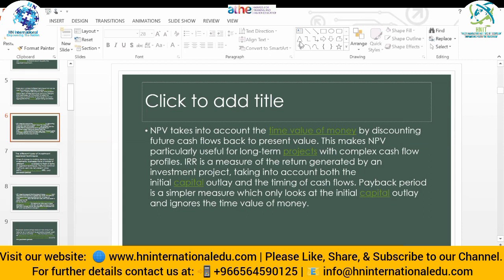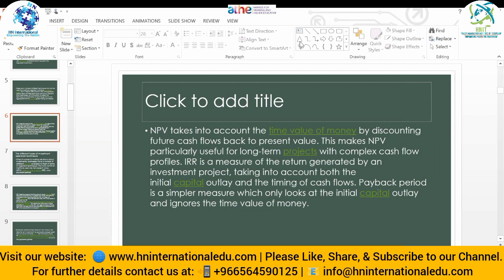If we talk about the internal rate of return, it is a measure of the return generated by an investment project, taking into account both the initial capital, that is the investment we have made in the project, and the timing of the cash flows. For example, in how many years we are going to get the return of that project, because we always multiply the return with the investment rate and with the interest rate as well.